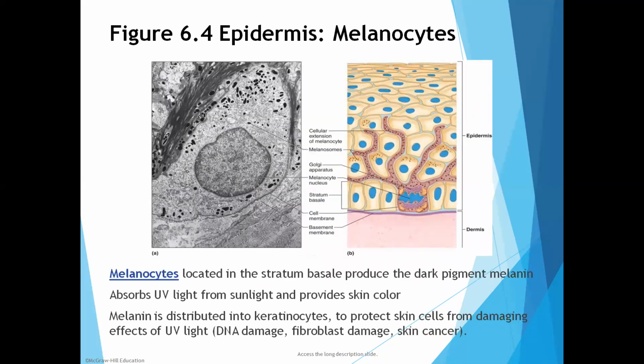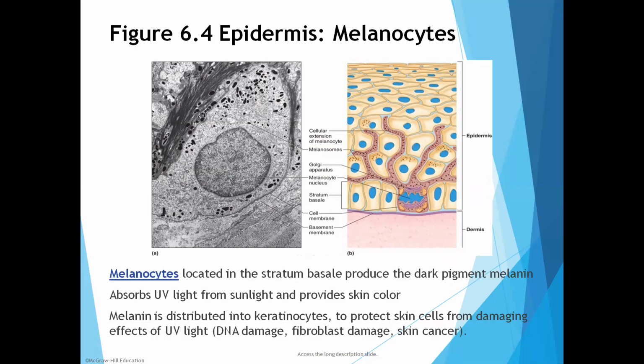Now, some of the cells I want to talk about within the epidermis that we'll find are melanocytes. So if you see the term cyte, C-Y-T-E, that means cell. And melano actually means black. So if you were to hear of melanoma, we talk about it being a black tumor. Melanocytes are actually located within the stratum basale. So again, that deepest layer, and they produce this pigment called melanin.